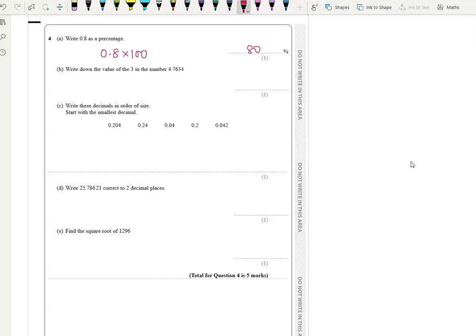Write down the value of the 3 in the number 4.763. So it is in the third decimal place, that is, the thousandths place. So you can write here the value is 1000.